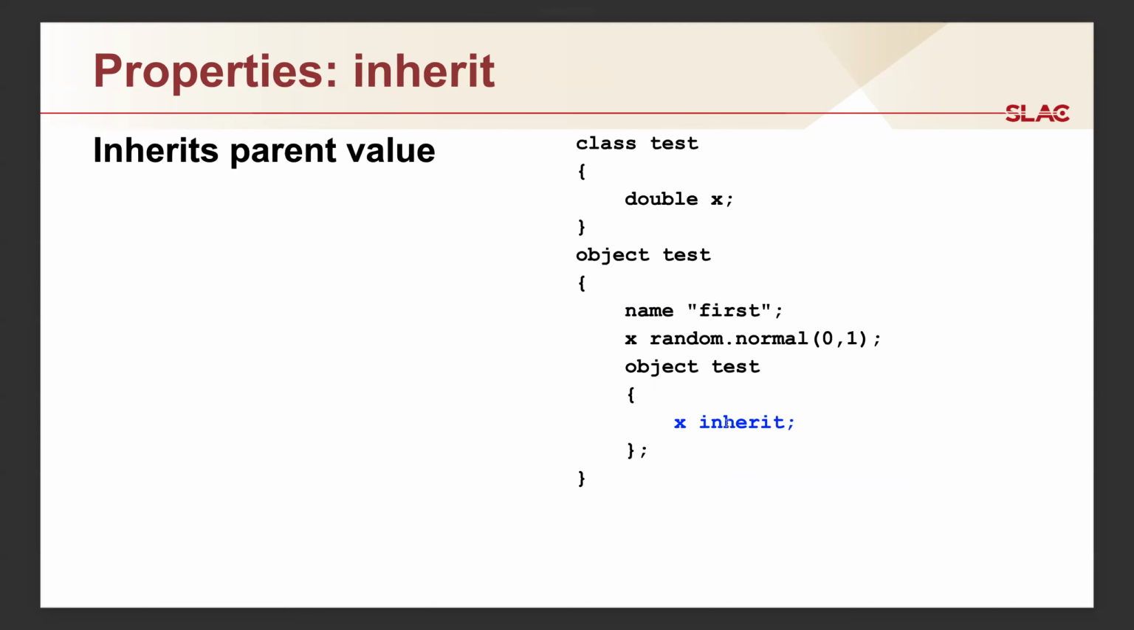Another interesting property is inherit. If you specify the keyword inherit, it will simply copy the property from the parent. This is especially useful in power flow objects where you need to inherit the phases and the nominal voltage of the parent, and you don't want to have to set it all the time. That's a very convenient way of making sure that an object has inherited values that are the same as the value for the parent object.